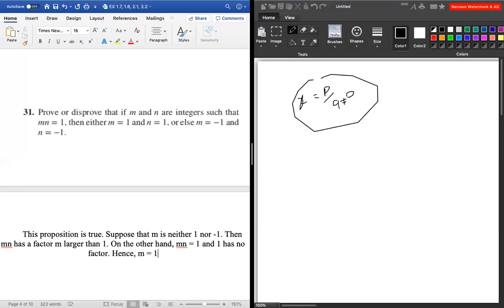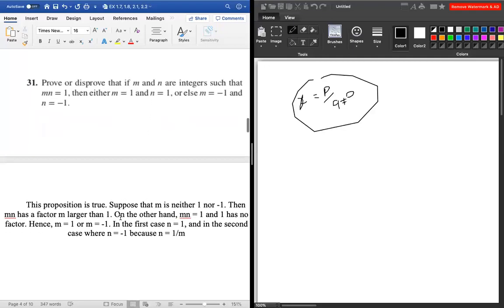So hence m equals 1 or m equals minus 1. In the first case n equals 1, right? And in the second case n equals minus 1, right? Because n equals 1 over m. So therefore, this proposition is true.